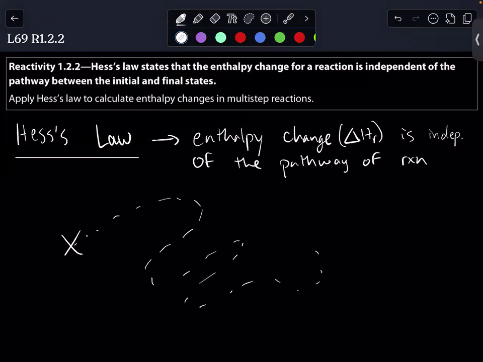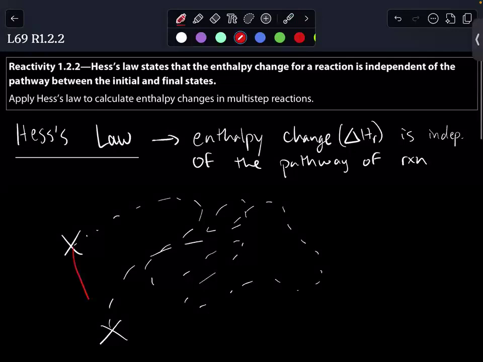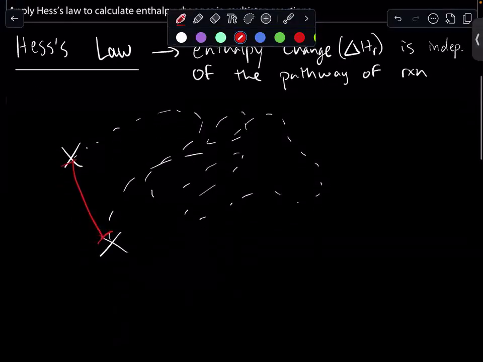a winding path for the lost buried treasure and you end on the second X, well, this distance right here remains unchanged. Now, if a smarter pirate took this alternate path, it doesn't matter. Overall, the distance between the two pathways is still the same, and this is how it works for enthalpy.